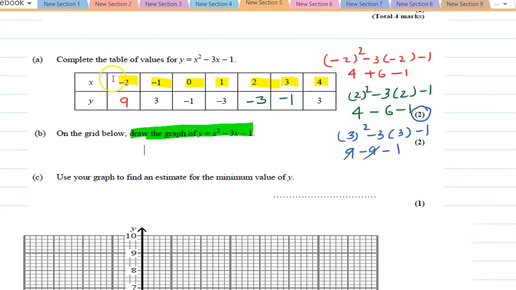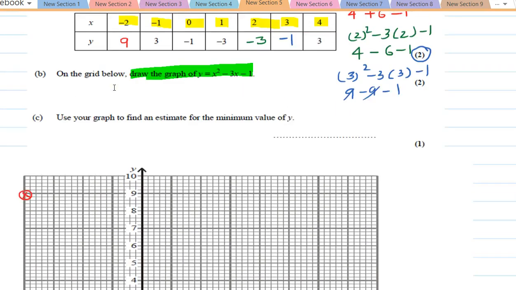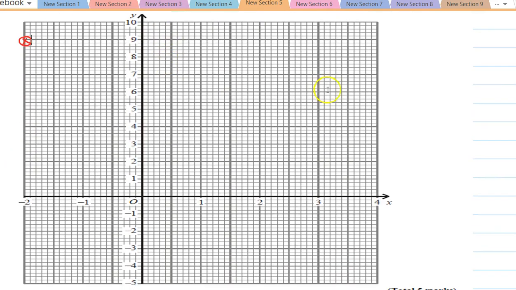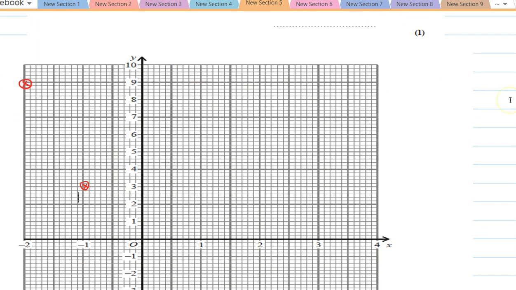Our first value is minus 2 and 9. So let's go for minus 2 and 9. This is minus 2, and this is 6, 7, 8, and 9. So this will be our point, minus 2 and 9. What is the next value? Next value is minus 1 and 3. So this is minus 1 and this is 3, and then another value is 0 and minus 1. So on x equals 0, this will be 0 and minus 1.